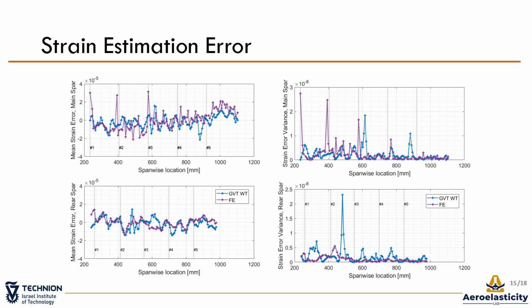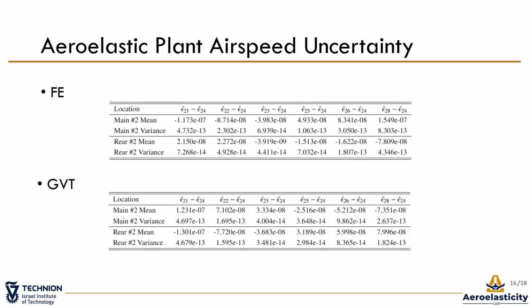Moving on to the impact of the aeroelastic model's airspeed uncertainty. As I mentioned before, the aeroelastic plant model is computed for a specific airspeed. However, shape sensing is required also during airspeed changes. To study the effect of uncertainties in the aeroelastic model due to differences between the airspeed at which it was created and the actual test speed, we ran the Kalman state estimator with models varying by plus or minus 3 meters per second from the nominal speed of 24 meters per second.